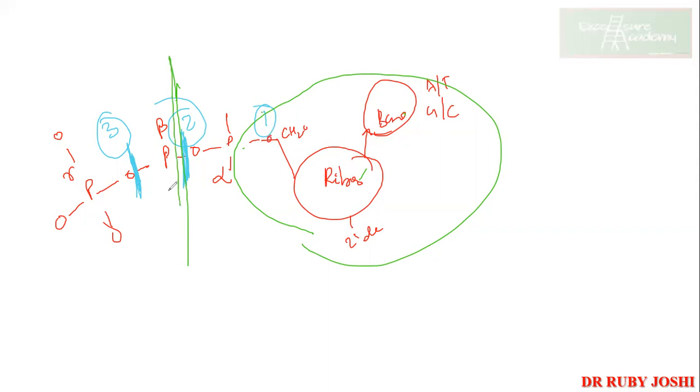So when this bond is broken down, this becomes your dNMP, that is a monophosphate. So this goes into your DNA and gets incorporated into DNA synthesis. Okay. Now the question is, why does breaking this bond release more energy? Correct? This is the question, right?